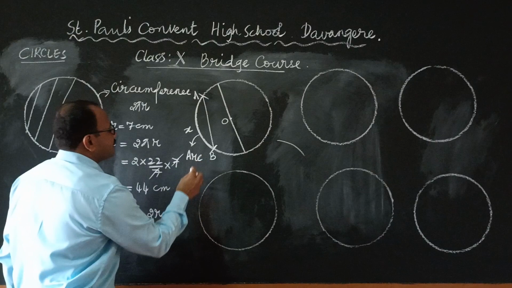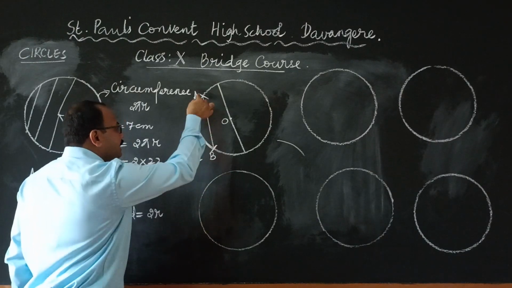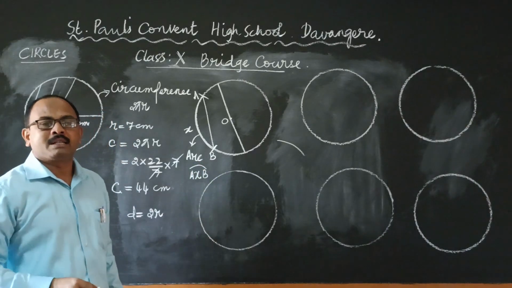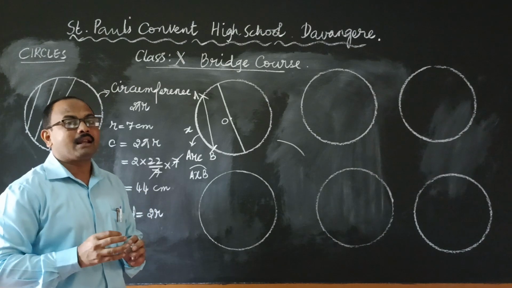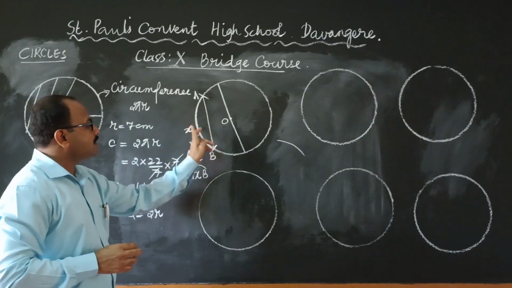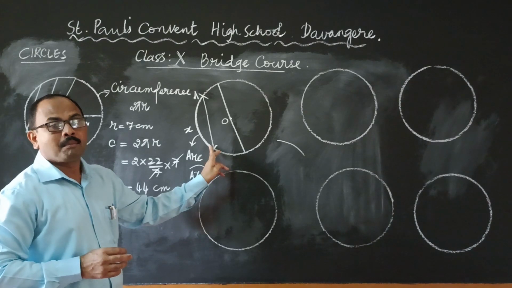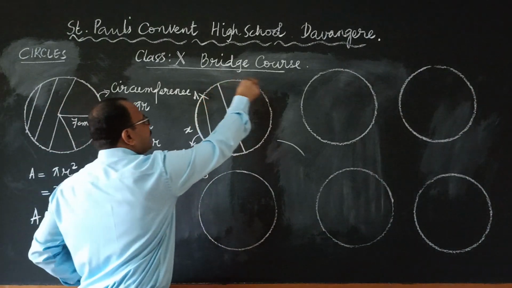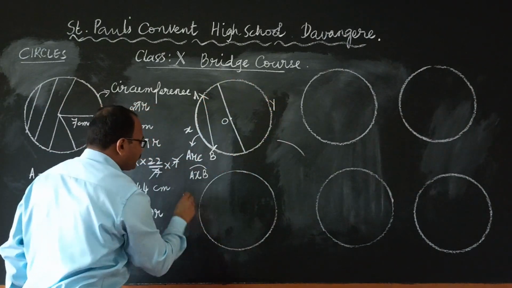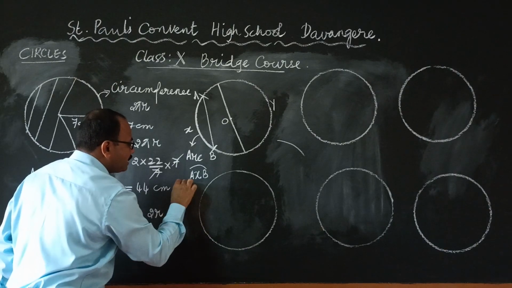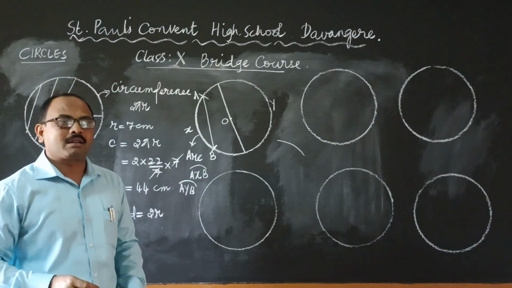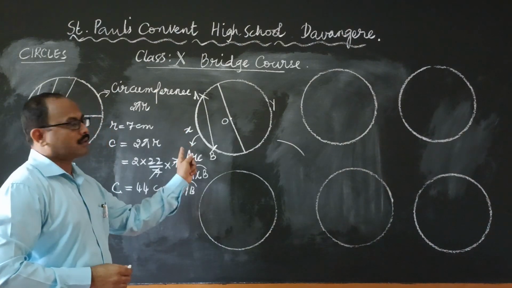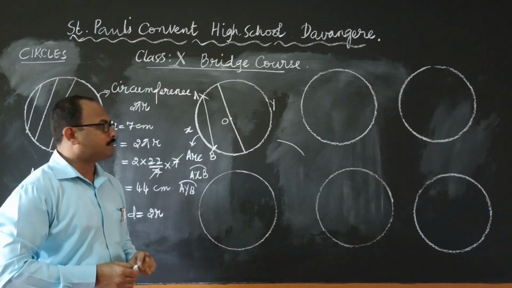An arc is represented as AXB, likewise, children. Using three letters, we represent an arc. This is a smaller arc, therefore we call this a minor arc. The remaining becomes the major arc. AYB becomes the major arc. Radius, chord, diameter, arc, minor arc, major arc.